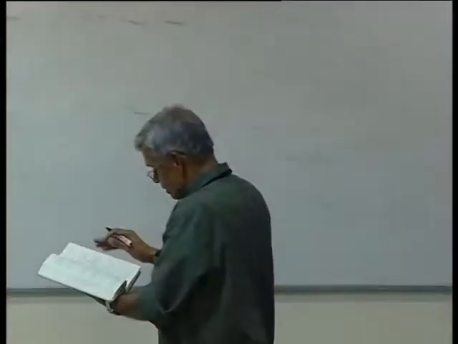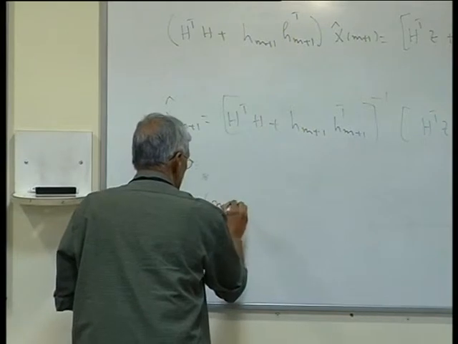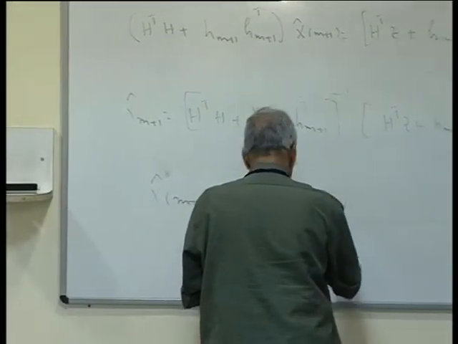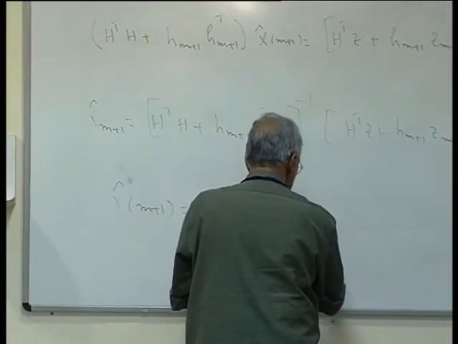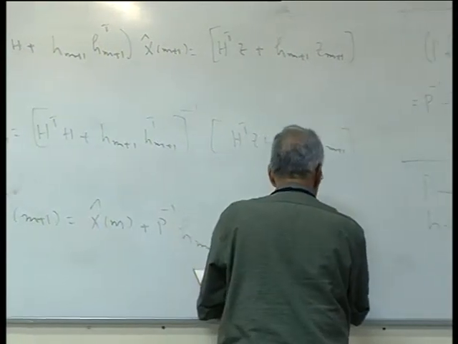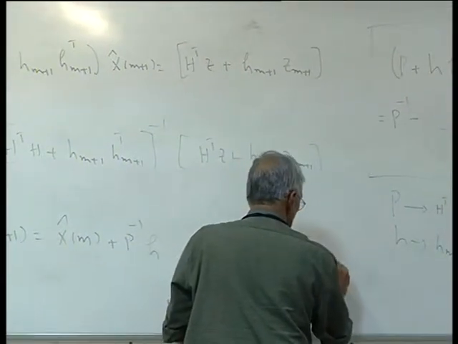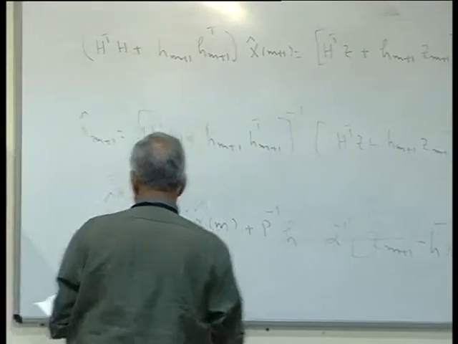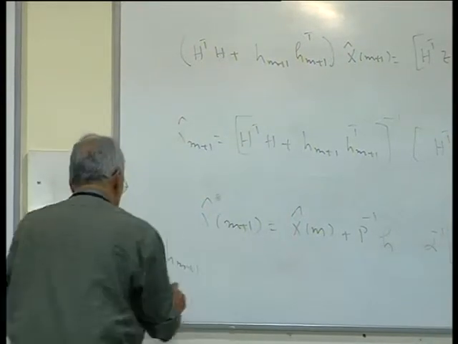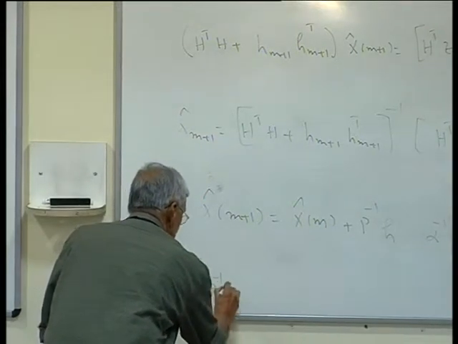So what is the result? Let's enjoy the structure of the result. That's what's more important in here. X M plus 1 is equal to X M plus P inverse H M plus 1 alpha inverse, Z M plus 1 minus H transpose X star M. There, H is H M plus 1, and my alpha is a constant, and alpha is equal to 1 plus H transpose P inverse H.